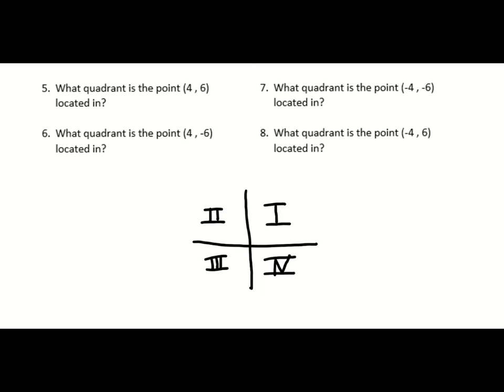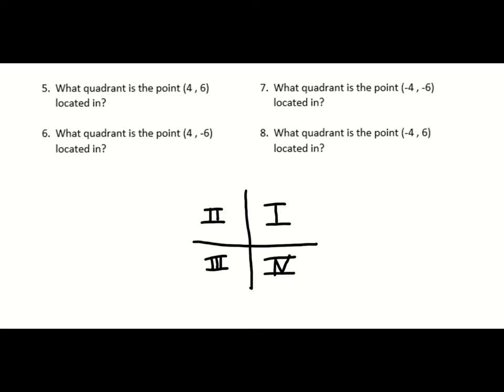So what I'm going to do is think about when I plot 4, 6, starting at the origin, 4 would mean I go to the right, 6 would mean I go up. So I see that I'm landing where quadrant 1 is. So a point that is all positive numbers is in quadrant 1.